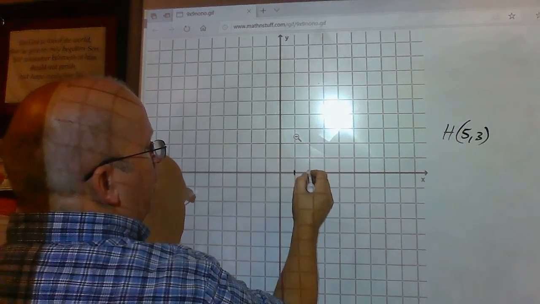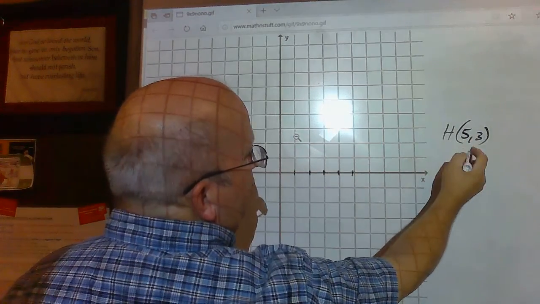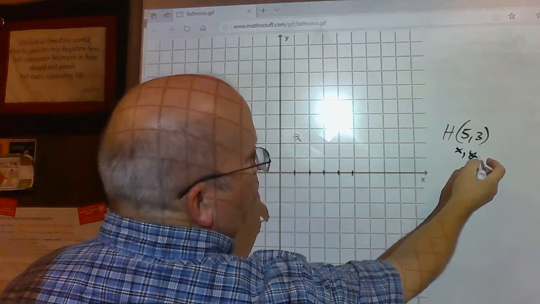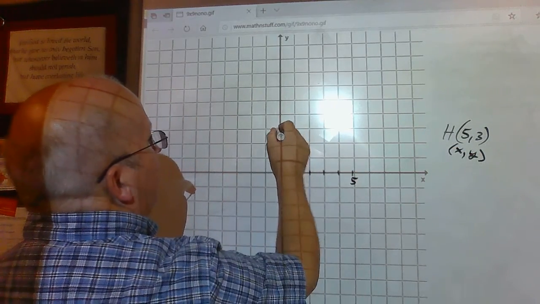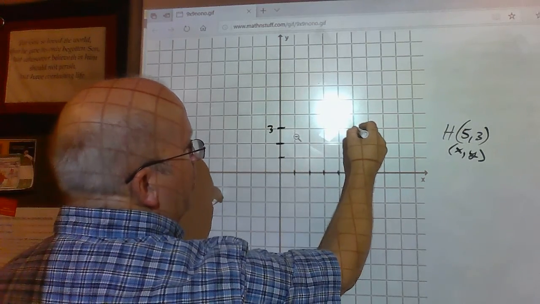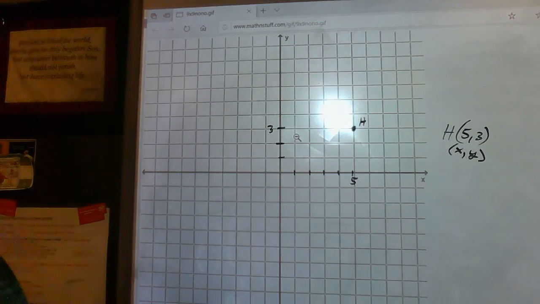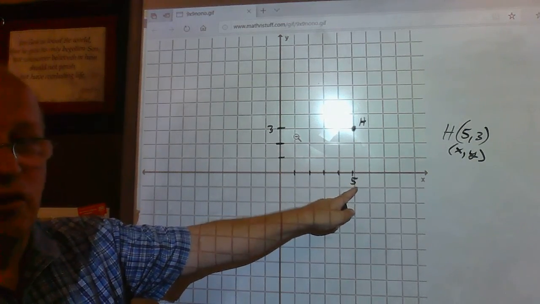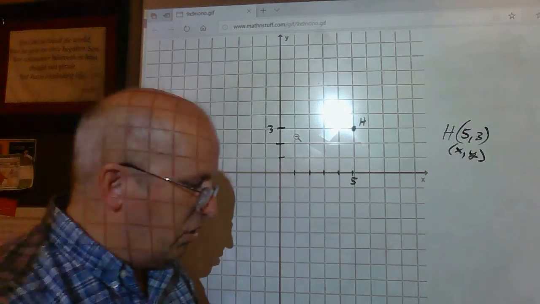Well, 1, 2, 3, 4, 5. The first number is the x value. The second number is the y value. So if I find 5 on the x and 3 on the y, and I see where they meet, that's location 5, 3. X value first, y value second. Find where they meet, and you're set to go.